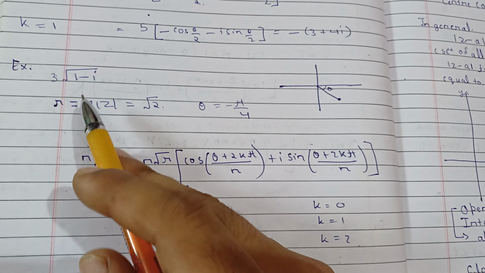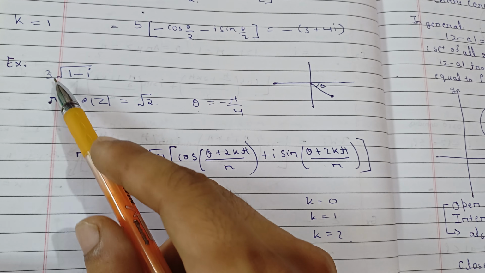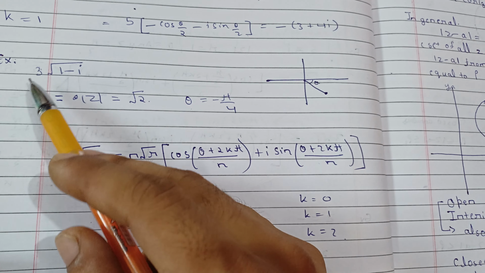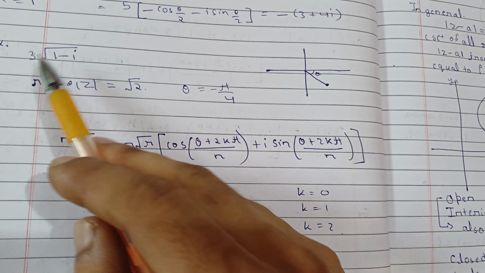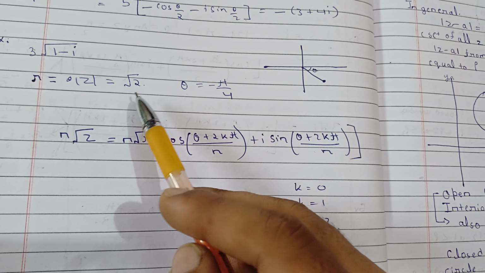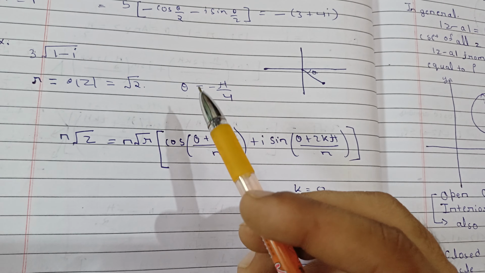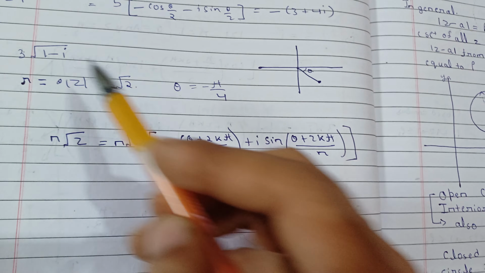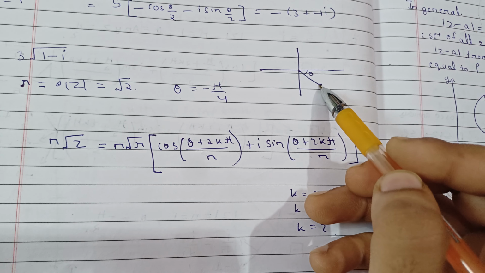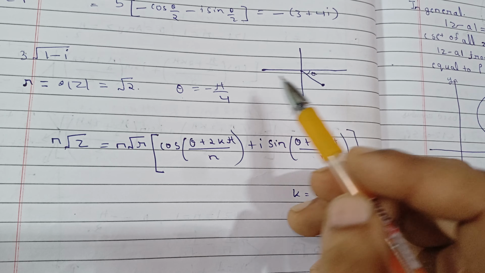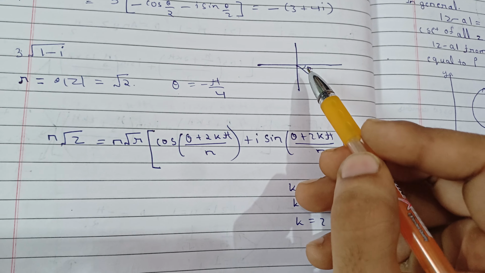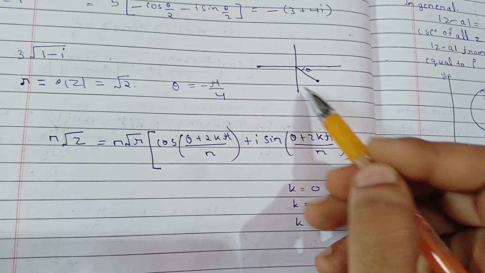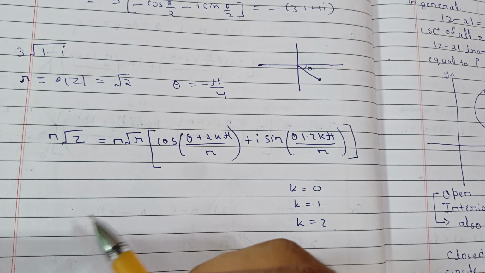Now you can take this example also. You need to find the cube root. This 3 denotes the cube root of this, not a multiplication. This is third. So mod r will be under root 1 plus 1, so it will give you 2. So under root 2 is mod z. Now what is theta? This is 1 and minus 1, so x is 1 and y is minus 1. It will lie somewhere here. Now find tan inverse y over x. Forget signs. It will give you 45 degrees. So it is minus 45 because it is lying in this quadrant. So theta will be minus pi by 4.